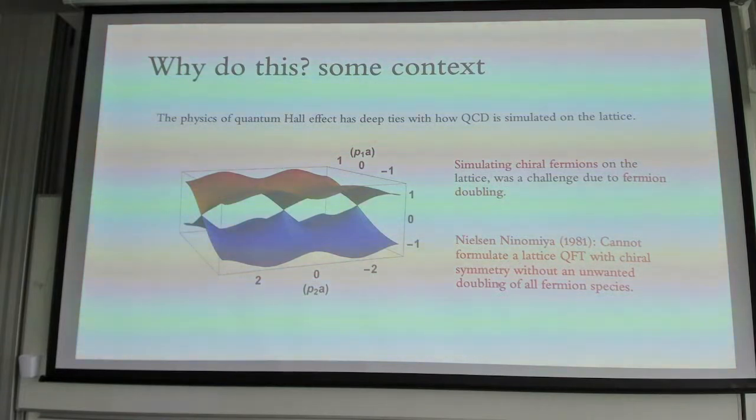Well, here I will give you some historical context. So it turns out that the physics of quantum Hall effect has deep ties with how QCD is simulated on the lattice. So in the earliest days of QCD simulations, people faced a certain challenge known as the fermion doubling challenge, which is that if you took a fermion, let's say in a four-dimensional theory, and you naively discretized it, you would end up with extra flavors of fermions, which you didn't want in your theory.